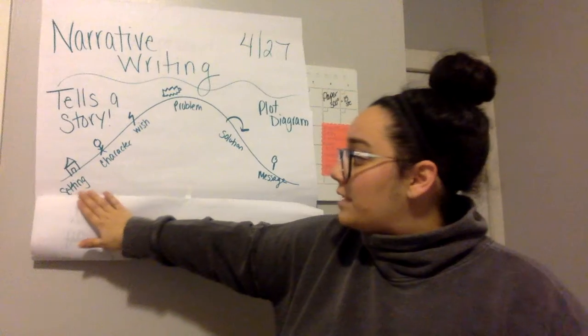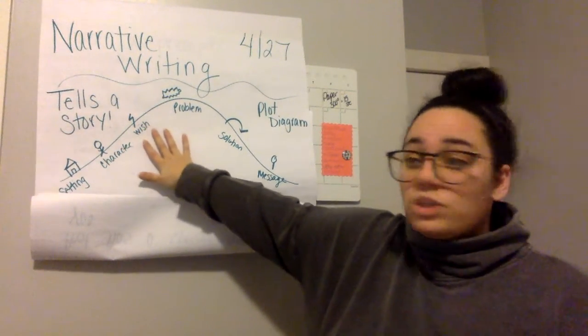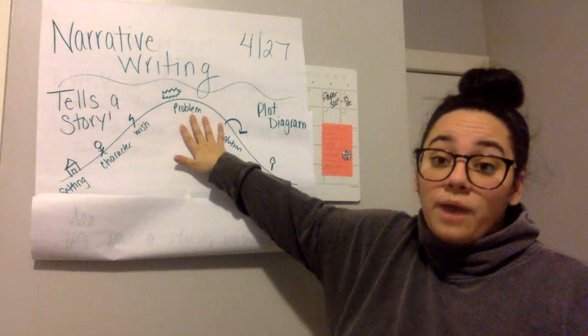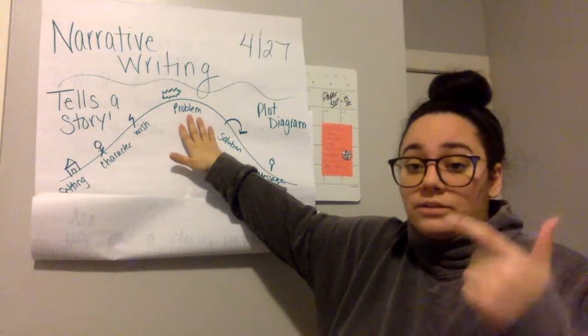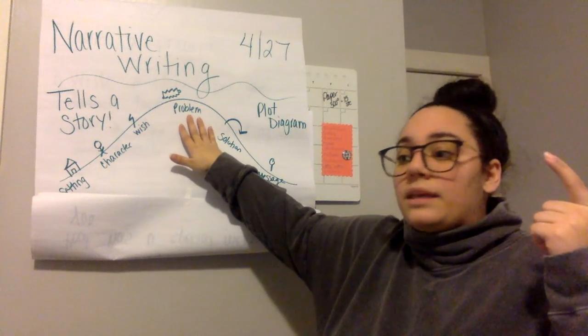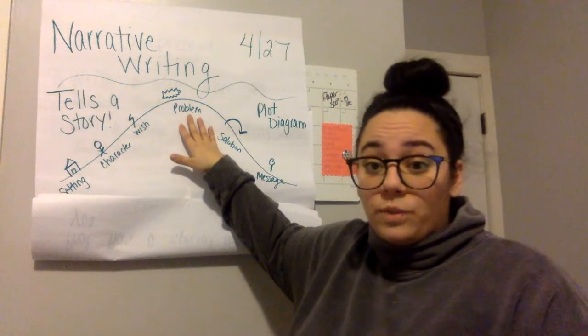So it's going to start off, it's going to introduce a setting and a character. Then we're going to find out what the character's wish is. And then, boom, we're going to be hit with a problem. All right, and your problem could be anything. It could be character versus character, character versus self, character versus nature, character versus supernatural. You could have any conflict you want.